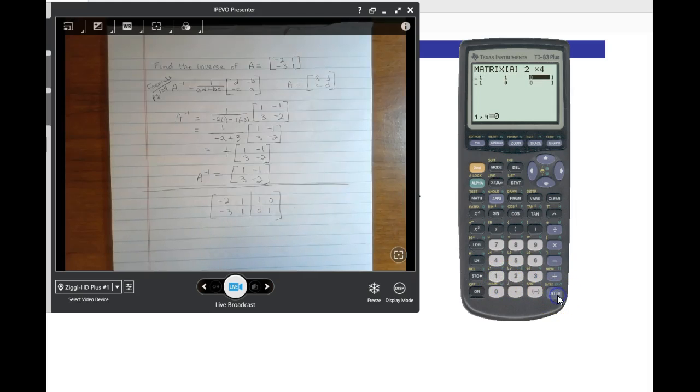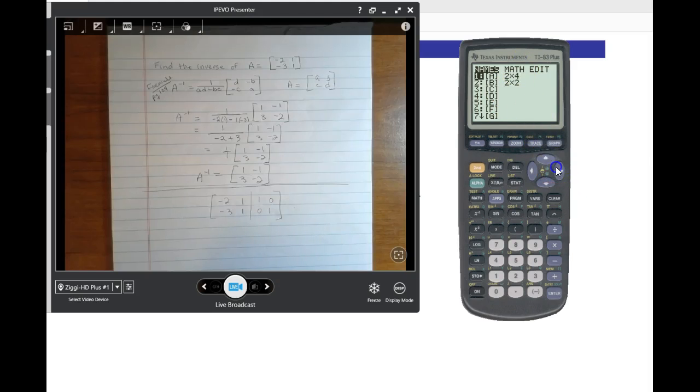1, enter. And that's 0, good. -3 is good. 1 is fine. 0. And this should be 1. So just make sure this matrix looks like this one, and I think we're okay. Let me just double check it. Looks good. So we're going to do second quit, go back to matrix, click over.